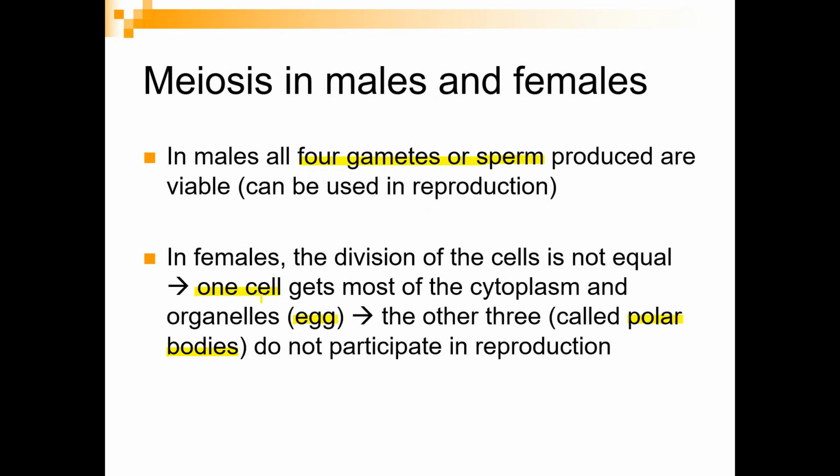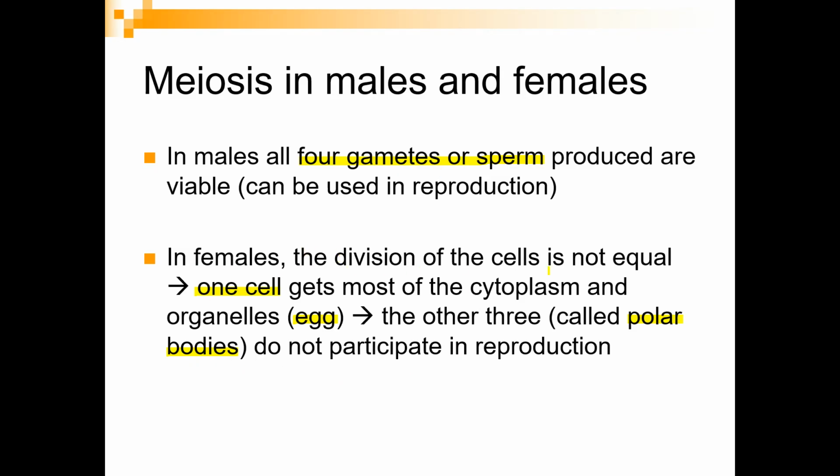So one of the cells gets the majority of the cytoplasm and organelles. That becomes the egg. These polar bodies, while they have the chromosomes, they can't really be used to make a baby. So guys get 4 sperm per meiotic division. Girls get 1 egg and 3 polar bodies per meiotic division. Now, another difference is the timing. Like I mentioned, guys start at puberty and they continue through life.